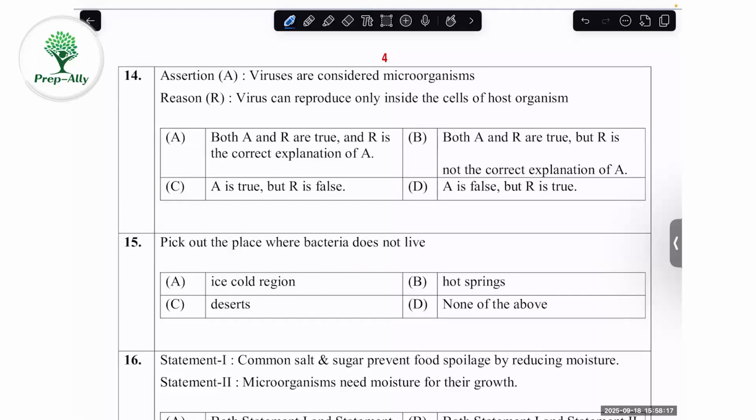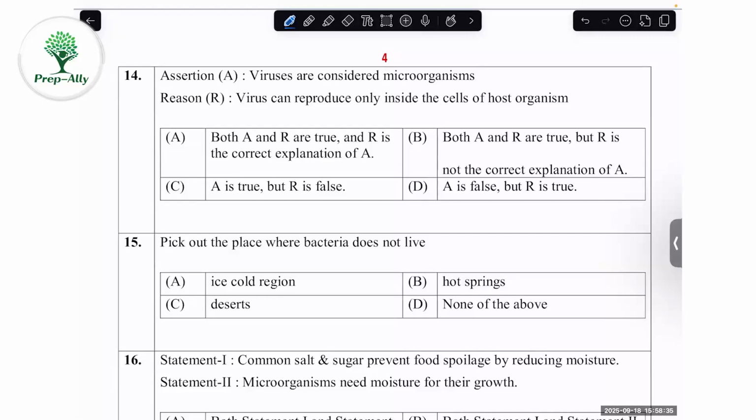Yes, one reason is we cannot see it with our naked eye. We can see it only under a microscope. Not even a compound microscope. It can be viewed only through an electron microscope. That much smaller is the virus, smaller than bacteria.